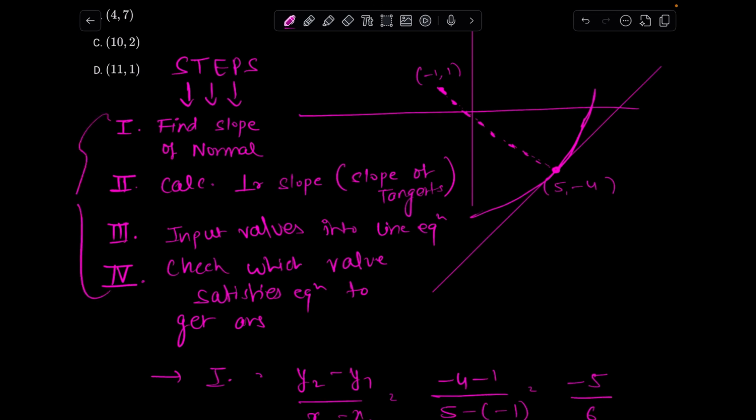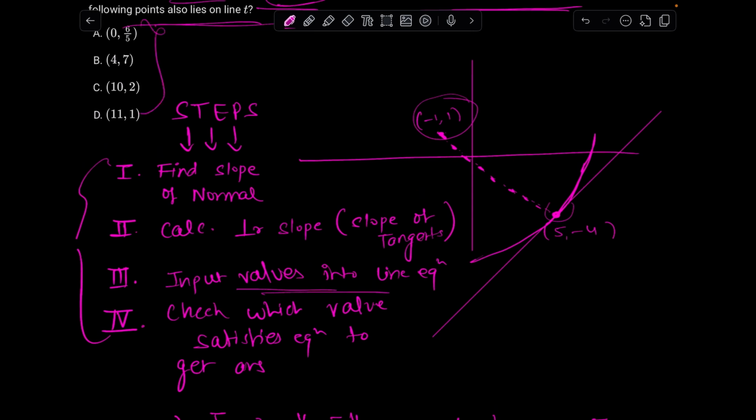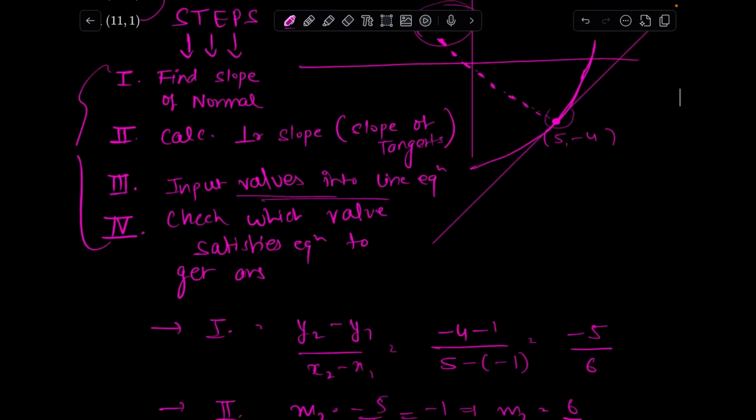The first thing I'm going to do is find the slope of the normal, which is the line joining the center of the circle with this point, which lies on the circle as well as the tangent. The next thing I'm going to do is calculate the perpendicular slope to this slope, which is going to be the slope of the tangent. And then we're going to input all these values into the line equation. We're going to input the slope of the tangent and the point 5, comma negative 4, since it lies on the tangent as well. And then we're going to check all of these options. We're going to input the equation into Desmos, and input all of these points on Desmos and check which one of them lies on the line.